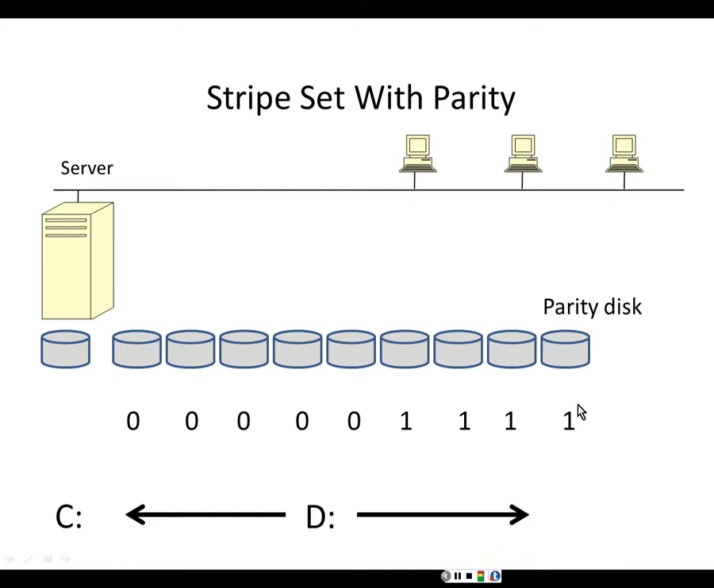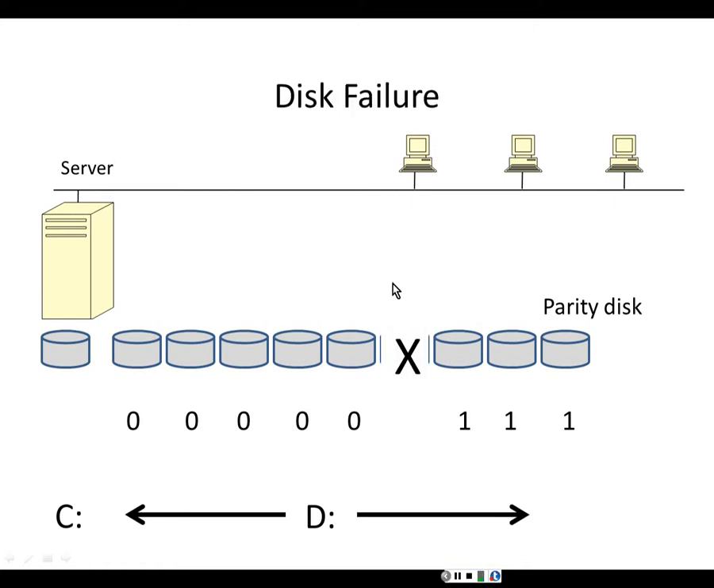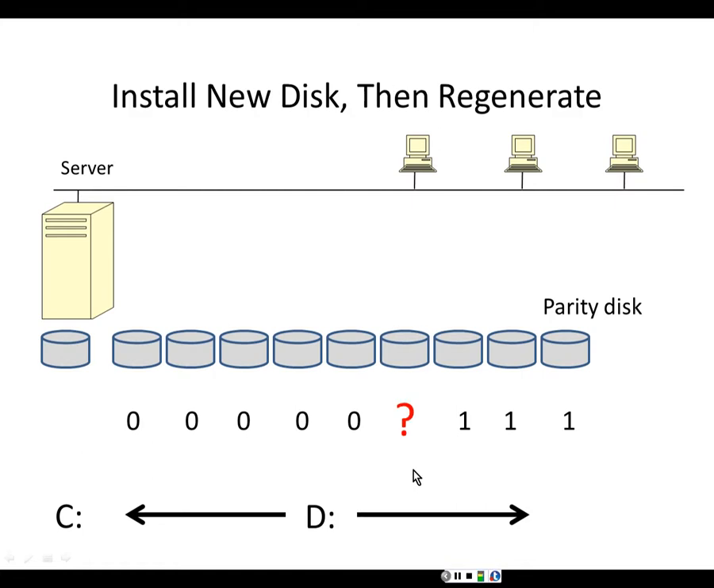Remember, parity bit is always set to 0 or 1, such that when you add up all of the ones together, you get an even number of ones. So what if one disk goes bad? Well, you can put in a new disk and regenerate, but when the operating system regenerates, how does it know what's supposed to be on that disk?